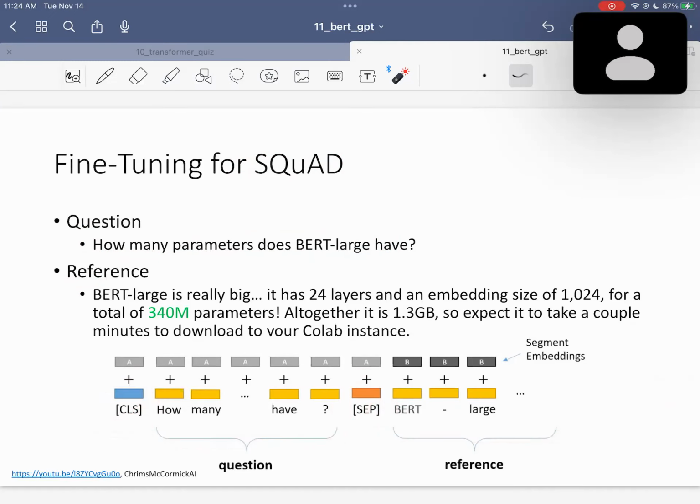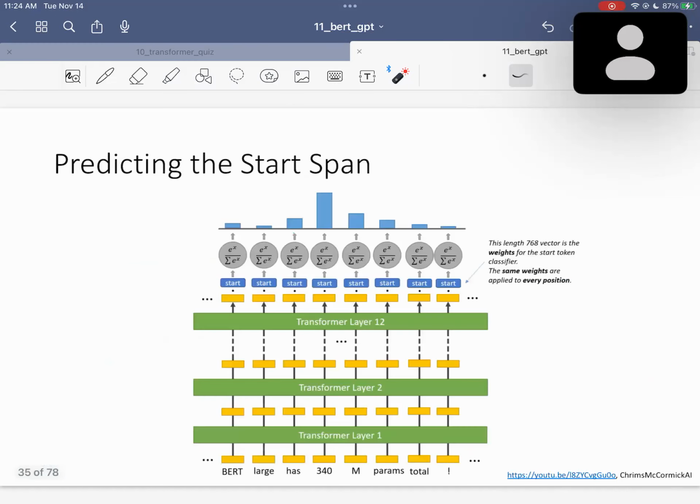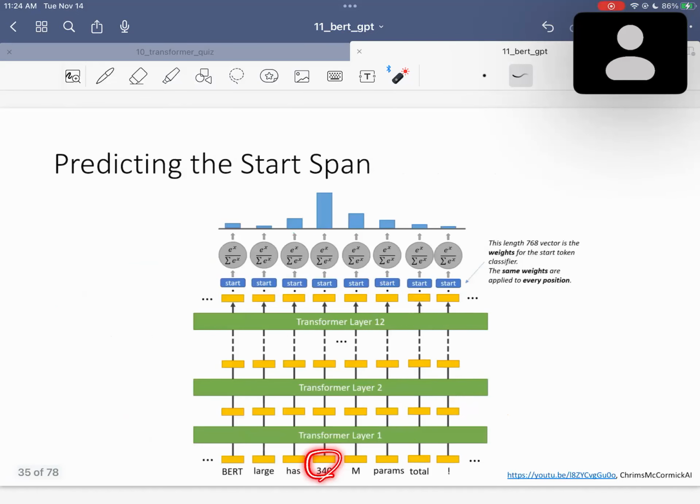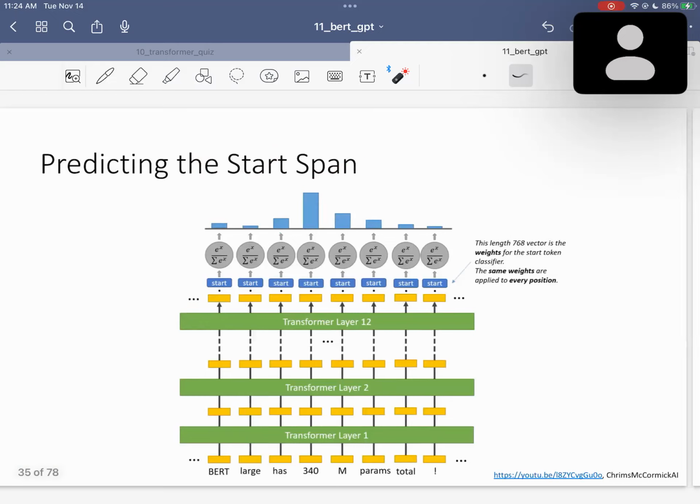So assume that BERT is already pre-trained, finished with the MLM. So you're just fine-tuning it. You put these inputs in, and the question is, how many parameters does BERT large have? And the reference is all of this, and the answer is 340 million parameters. 340M is the answer. Because you already know the answer is 340M, it is actually tokenized into 2 subwords, 340 and M. So you are doing a span detection.